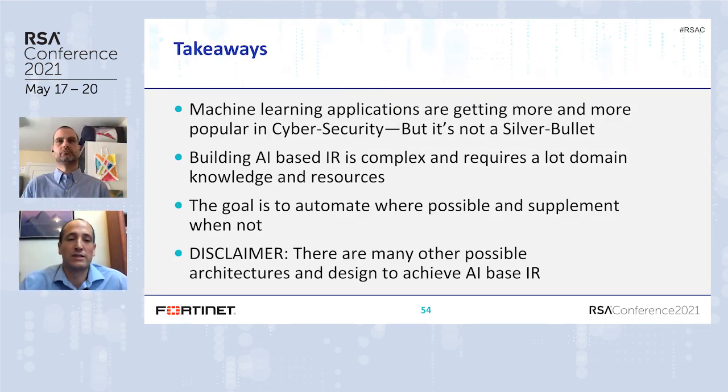So, takeaways. Machine learning is a hot subject and is being applied to more and more domains in cybersecurity, but it's not going to replace humans anytime soon, at least. That said, it is a great tool to complement IR and save human resources, but it's also complex, requires a lot of domain knowledge, and is very hard to do as a typical organization. The end goal should be not to automate everything, but to automate what's possible and to provide the incident responder as much data as possible to take correct actions when it's not possible to automate.